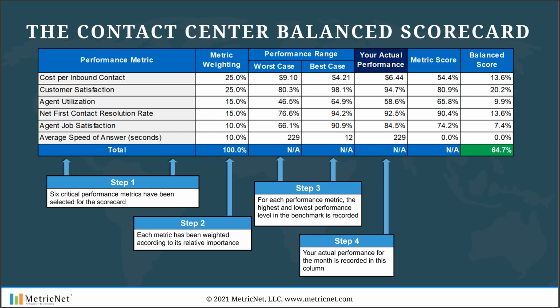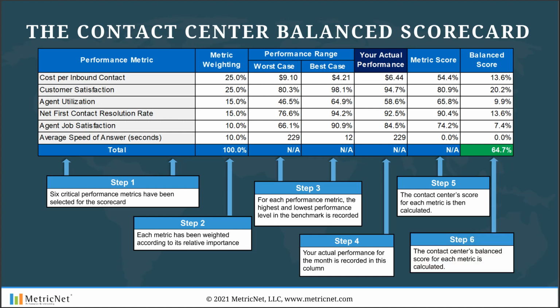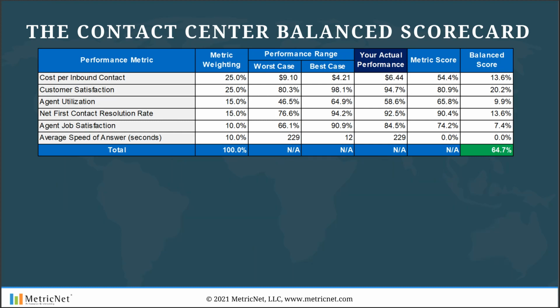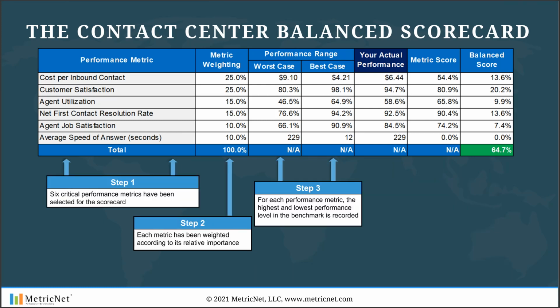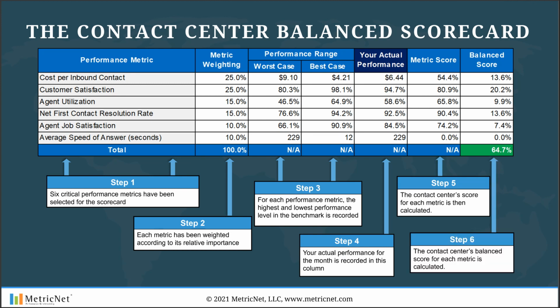Now, the metric score is something that's calculated using an interpolation formula. And the way that interpolation formula works is that we take, let me go back to that. The interpolation formula is the worst case minus your score. That's the numerator. And the denominator is the range, which is worst case minus best case. That will yield a metric score between 0 and 100%.